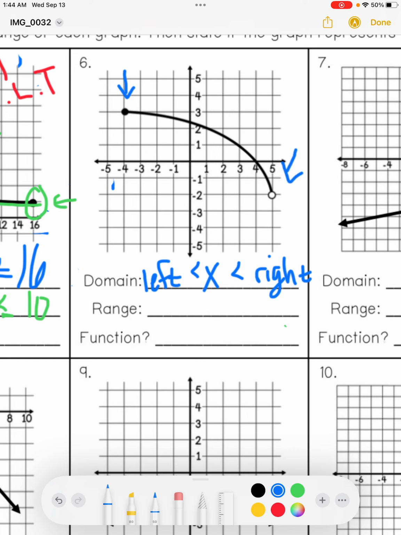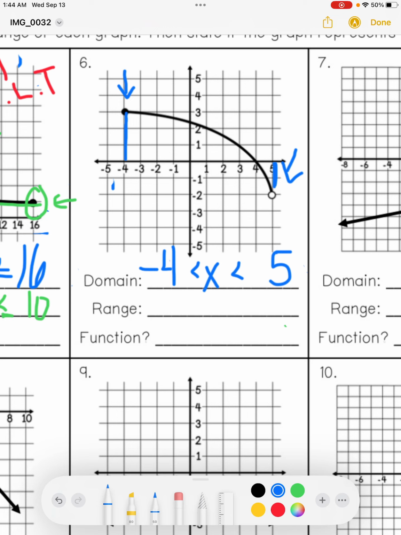And I want the x values of these points, so I'm going to find out, well, what are the x values of those 2 points? For my left point, it seems that it's -4, and for my right point, it seems like it's +5. So let's replace those. So my left point is -4, my right point is 5.